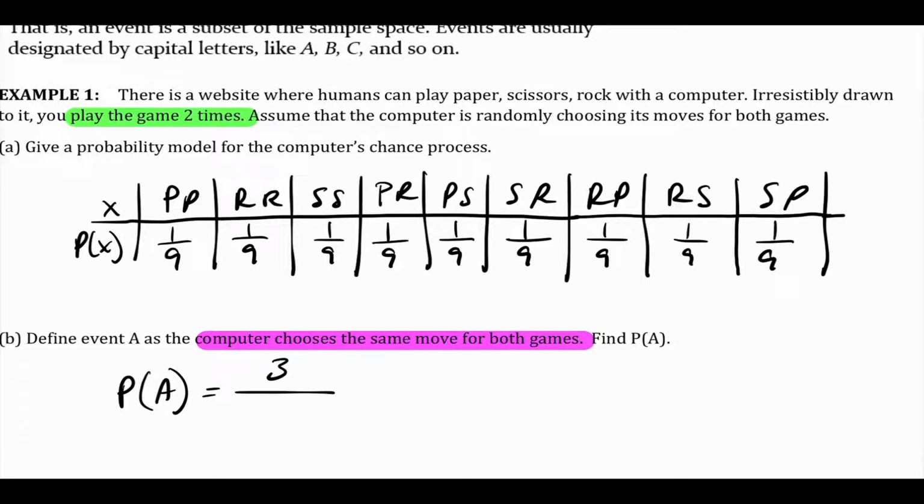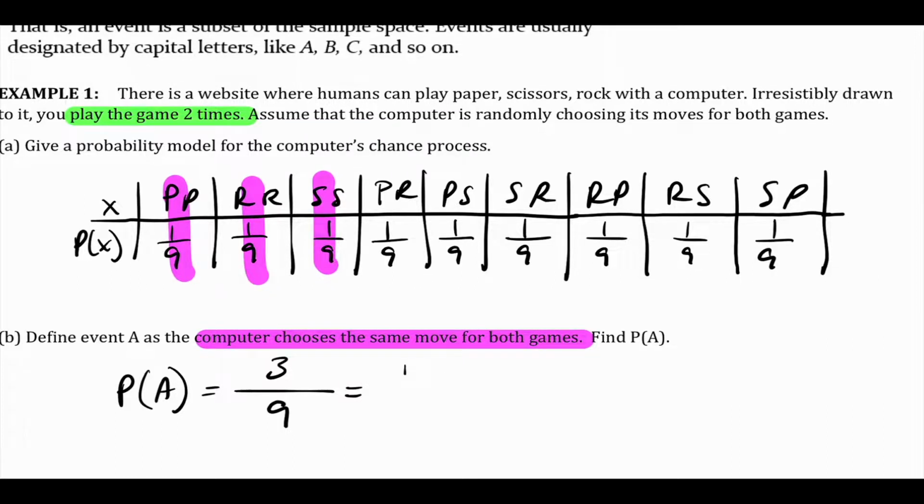The computer can do paper, paper, rock, rock, scissors, scissors, right? Those are the 3 they can do. That would be considered the same move twice. What's the bottom? 3 out of what? 9. There you go. That's what I was looking for. There's only 9 things that could happen. Didn't we just list them all out? So we reduce that, and we say there's a 1/3 chance that the computer picks the same move twice.